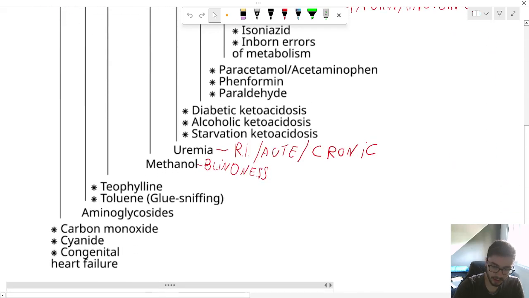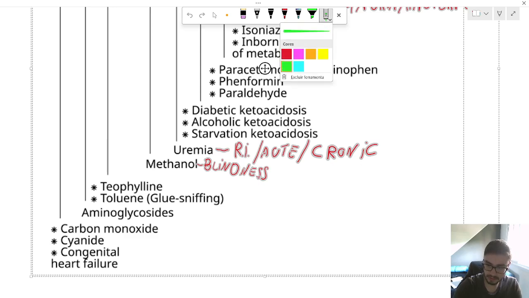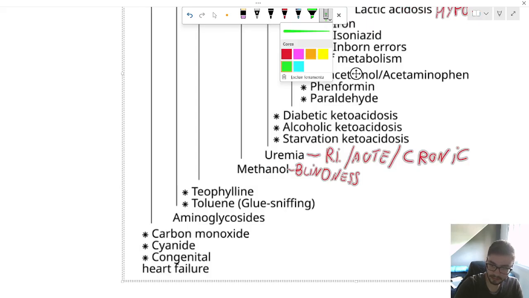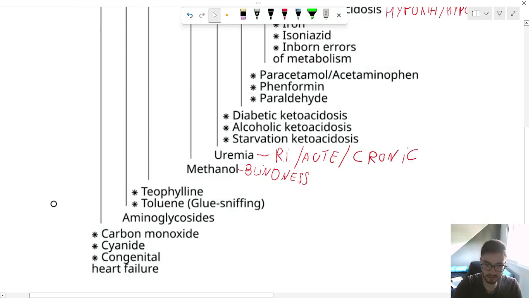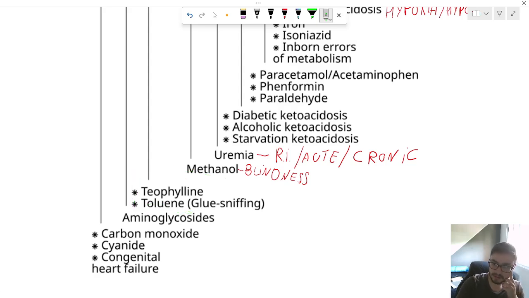So in the T, we also have other causes of intoxications. We're going to talk about toluene. It's a component of glues. You can see here that there are people that are addicted to sniffing these glues, so they are the glue sniffers. And theophylline, another cause of intoxication.